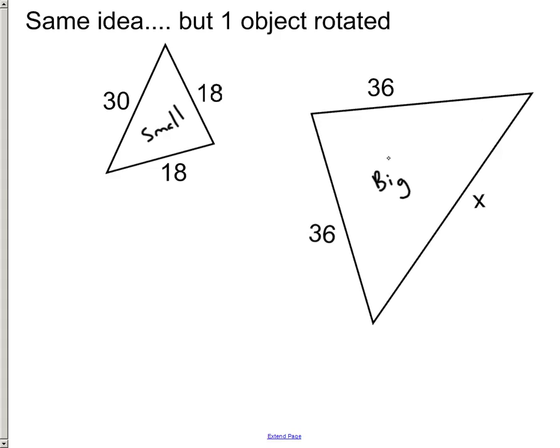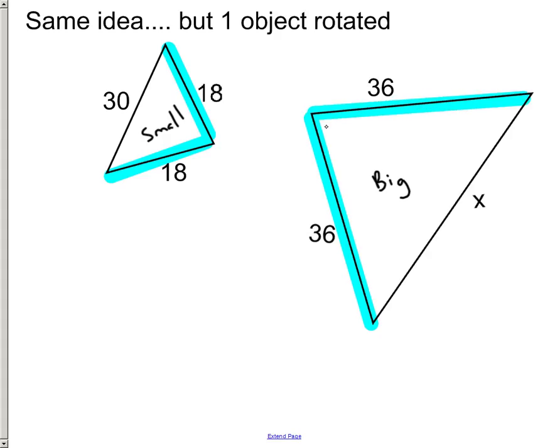It means all the angles are congruent. And now what we're doing is we're trying to use a little bit of knowledge here. Now I notice right here immediately on the small triangle that it's got two 18s. Two sides are exactly the same. And I see that on the big triangle, it's got two 36s. So that means that those two sides correspond to these two sides. And that leaves one side completely left out, the 30 and the x.